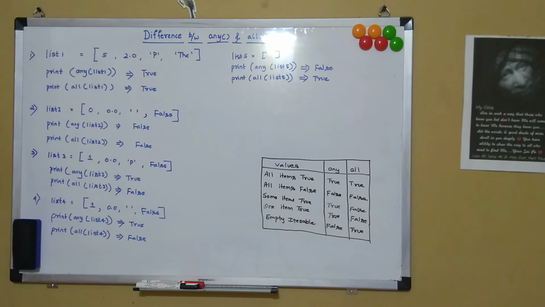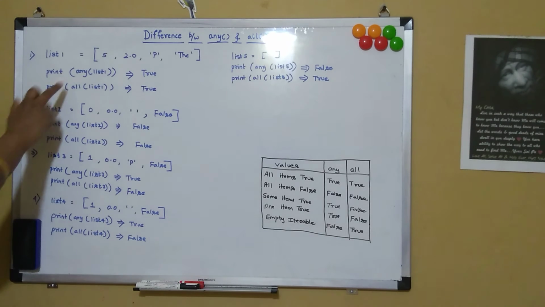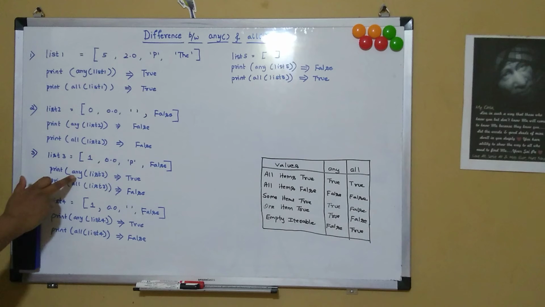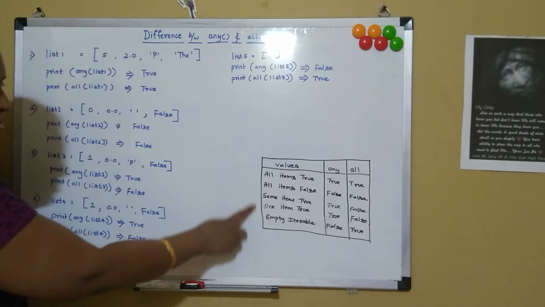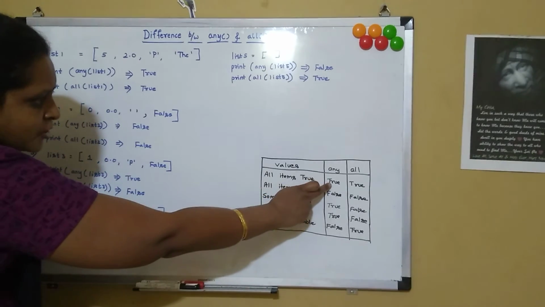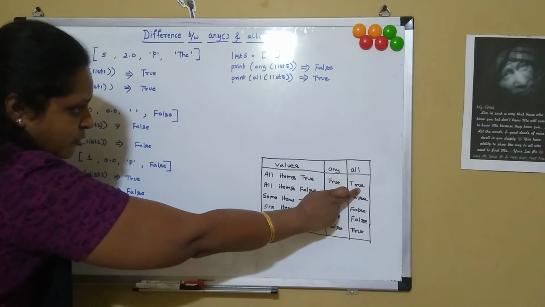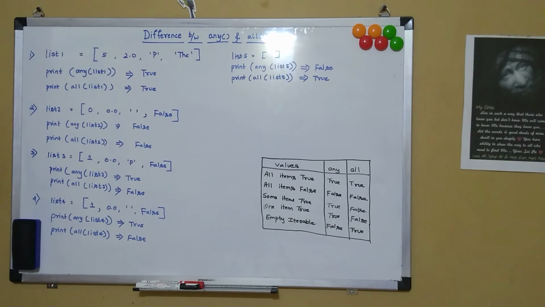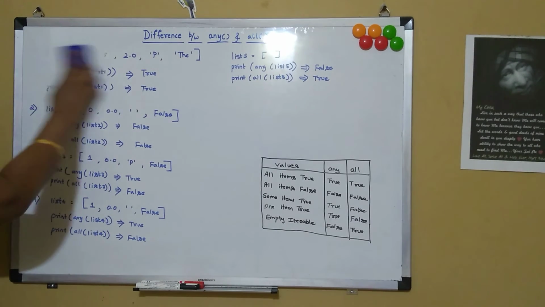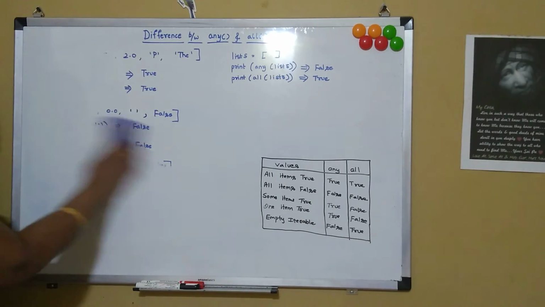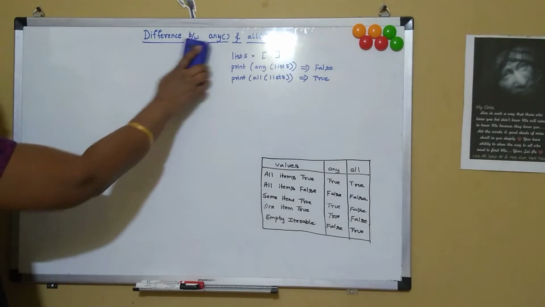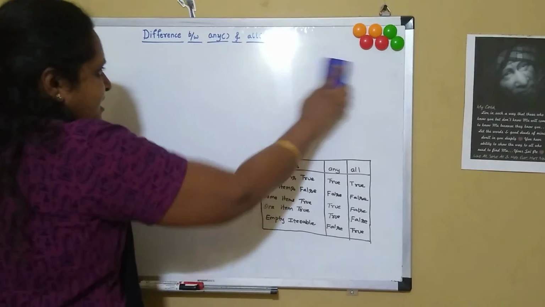So this is how we can find the difference between any and all built-in functions. This is the table which gives all the scenarios wherein what value any function passes and what value all function passes. So hope so friends, it is clear for you. Now lastly, let's look into one more example and see how any or all built-in function works, difference between any and all.